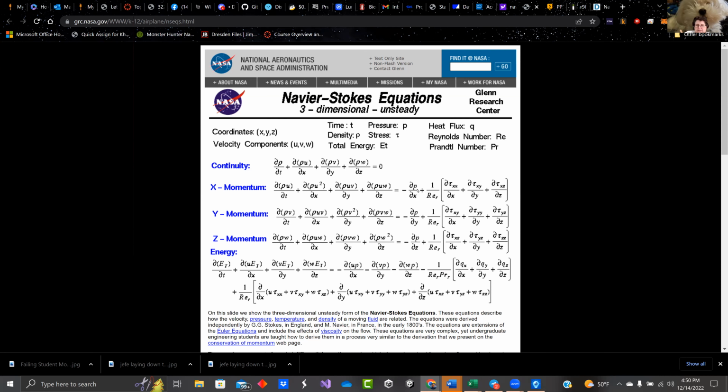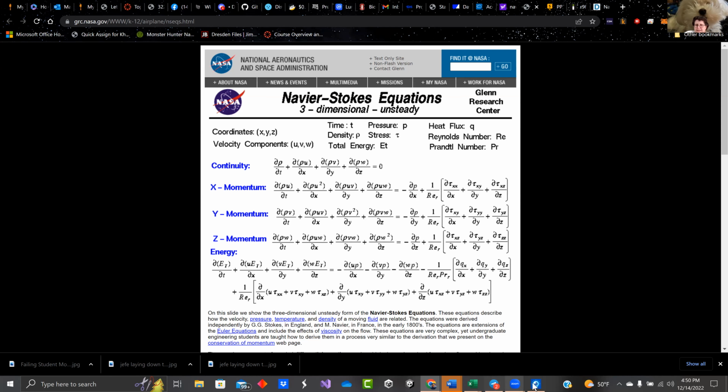P is pressure in here. We've got gravity in here. We've got this tensor thing. You're like, what is this T thing? The stress tensor. So there's different things going on.